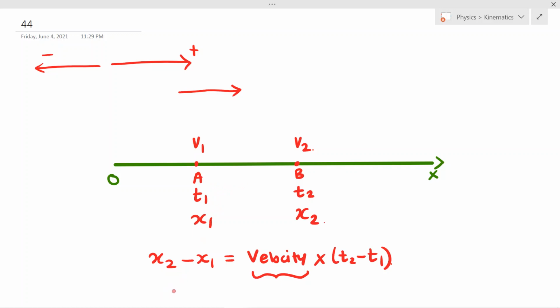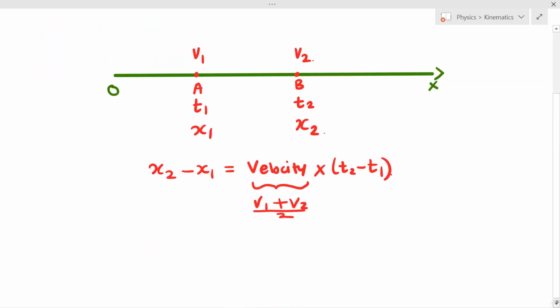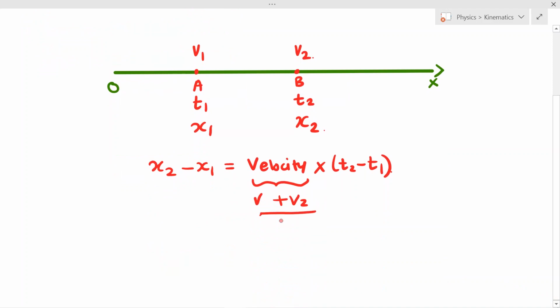So what is this average velocity? It will be v1 plus v2 divided by 2, into t2 minus t1. This is equal to x2 minus x1.